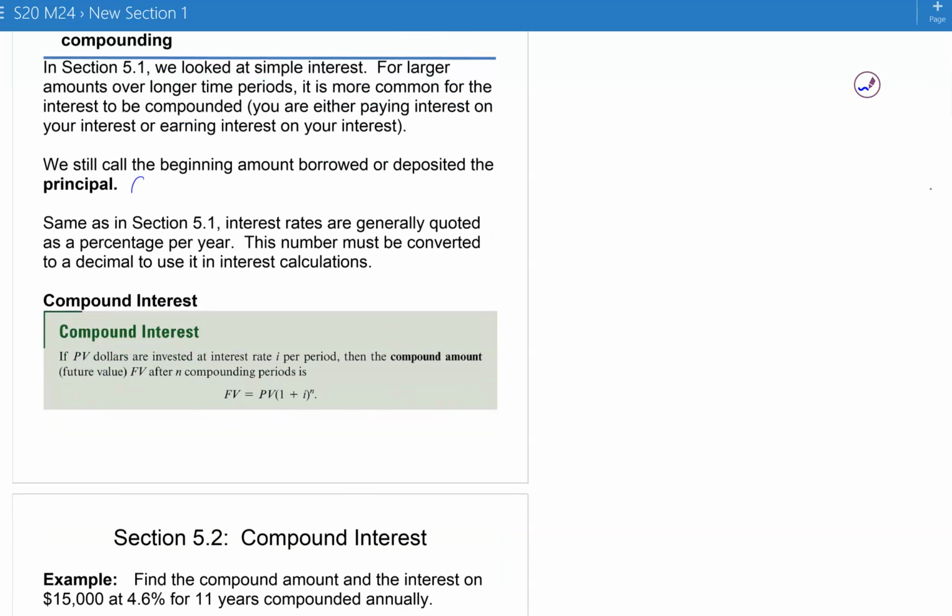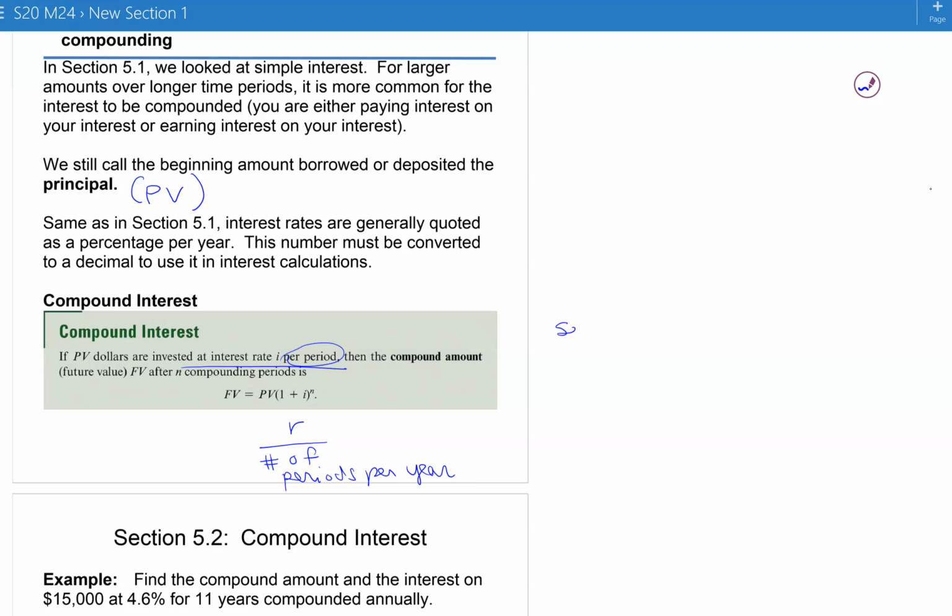And in your book, they use PV as the abbreviation for present value. And interest rates are still usually quoted as a percentage per year. You need to convert it into a decimal to use it in any interest calculations. And then we have this I, that's the interest rate per period. So when you're compounding, you get quoted an interest rate per period. And it's the interest rate R divided by the number of periods per year.